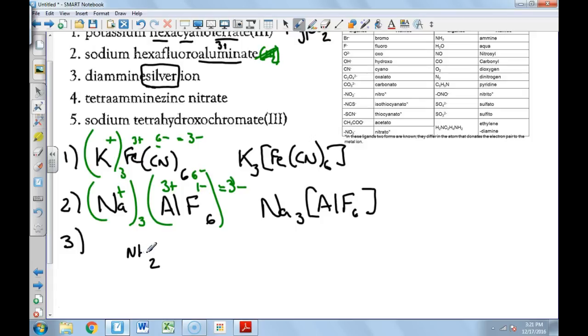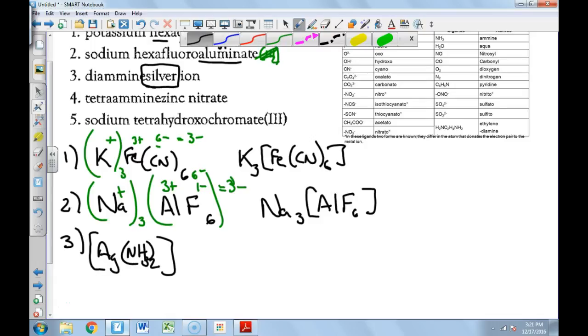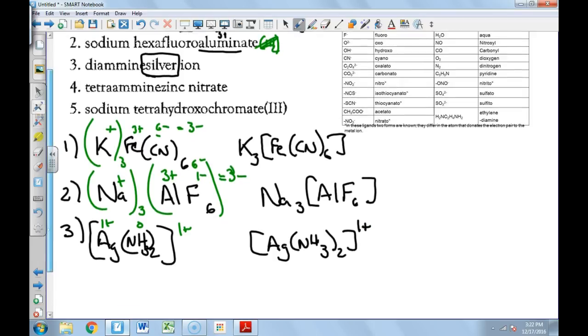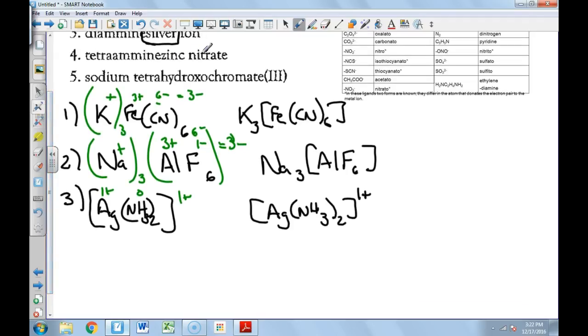So again, since this is just the ion, it's not the whole compound, we're going to start backwards. Diamine is NH3, and that's more than one compound, so we do that. And then silver, and then we put it in brackets, and now we need to figure out charges. Okay, so this is 0. Silver is always +1. So this guy is a +1 charge. So now I'm going to rewrite this. Put my square brackets, NH3, 2, and we're going to put a +1 there. Perfect.